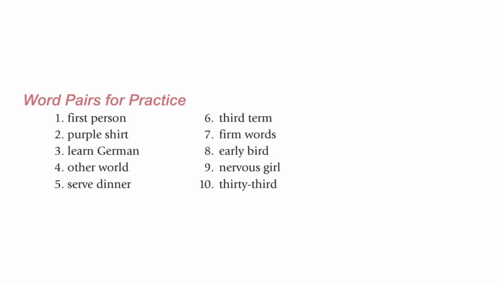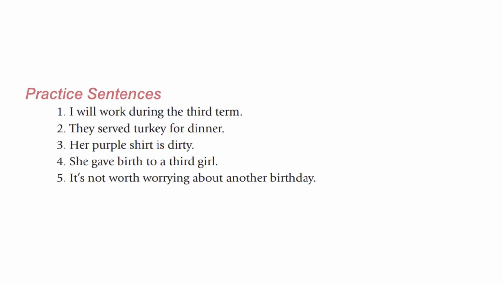Word pairs. First person. Purple shirt. Learn German. Other world. Serve dinner. Third term. Firm words. Early bird. Nervous girl. Thirty-third.